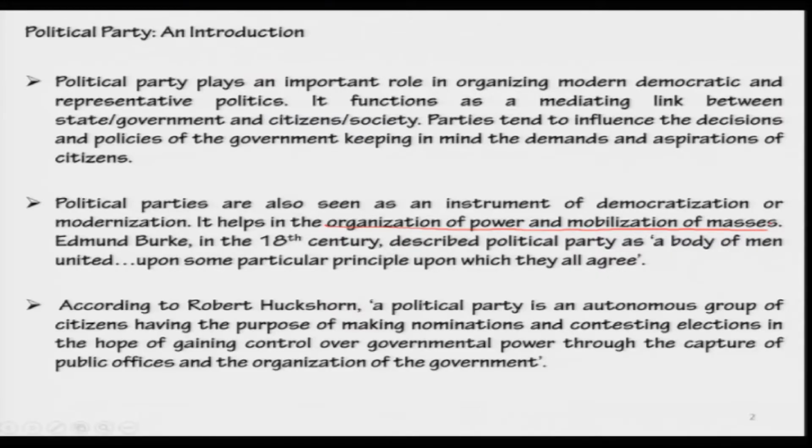The biggest role of political parties in any democracy is to organize power and mobilize the masses. In many modern democracies you will find political parties, while they try to capture state power by contesting elections, also mobilize the masses in support of their ideology or their demands. So, political parties in modern democracy play a very significant role in the organization of power, and they aim to exercise that power by mobilizing the masses.